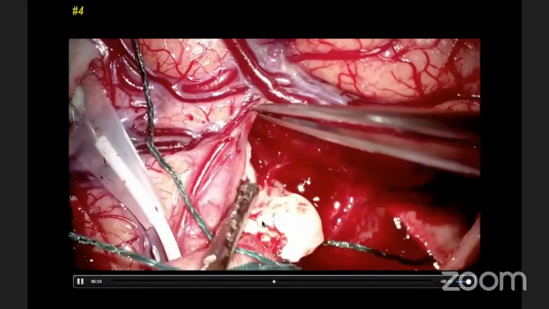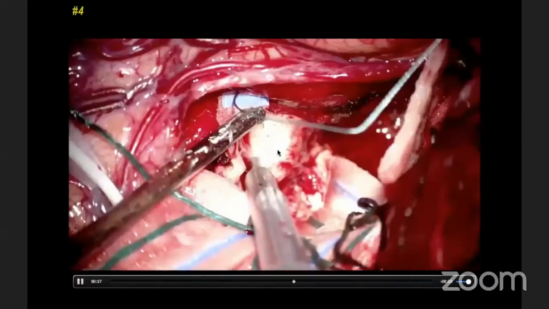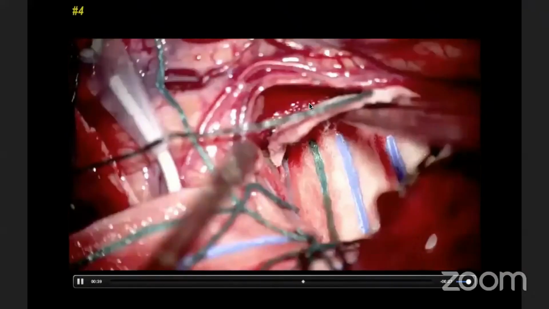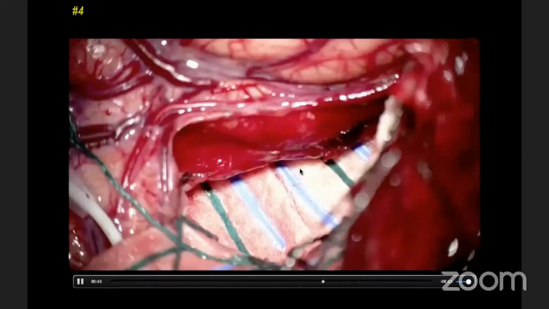So this is the tentorial incisura with P1 and P2 branches. And this is the posterior aspect and inferior of the insula. So now I'm doing the subinsular removal through the temporal operculi.